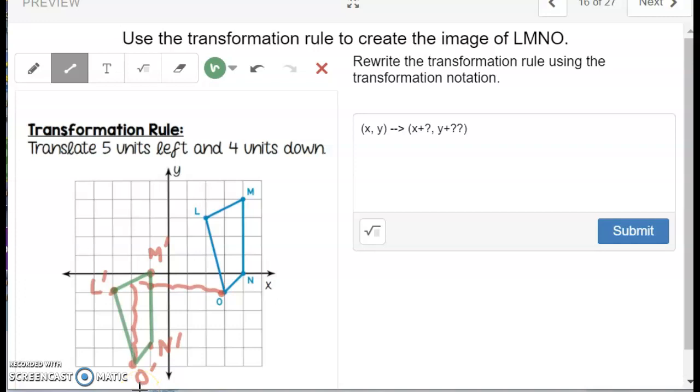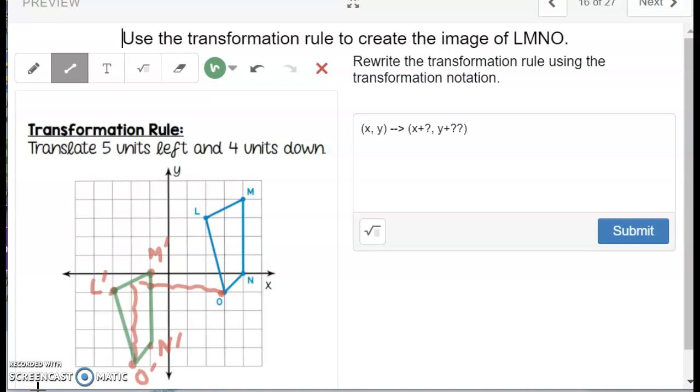And once you have done that, again, you should confirm that visually they look like the same size and same orientation and same shape. Okay, so my translation looks good. Rewrite the transformation rule using the transformation notation. It says that 5 units left.